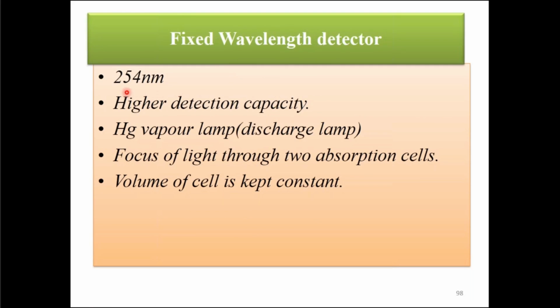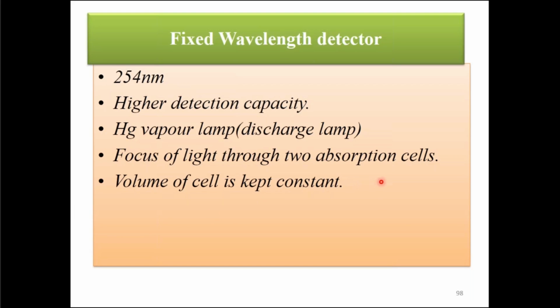Fixed wavelength detector is the first type. It operates at 254 nanometer. Higher detection capacity. These are its features. A mercury vapor lamp is used, and that's why the wavelength is 254 nanometer, because one of its emission lines is at 254 nanometer. So measurement will be done only at this wavelength.